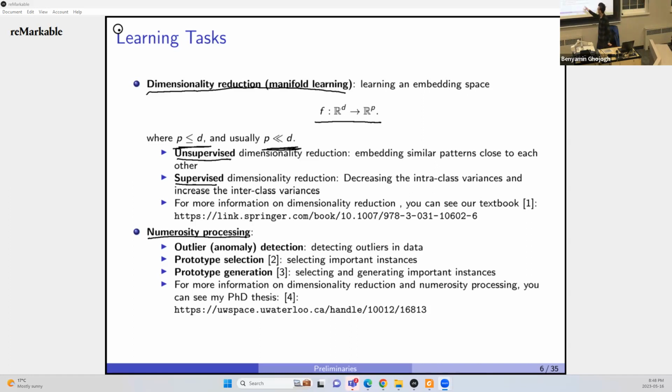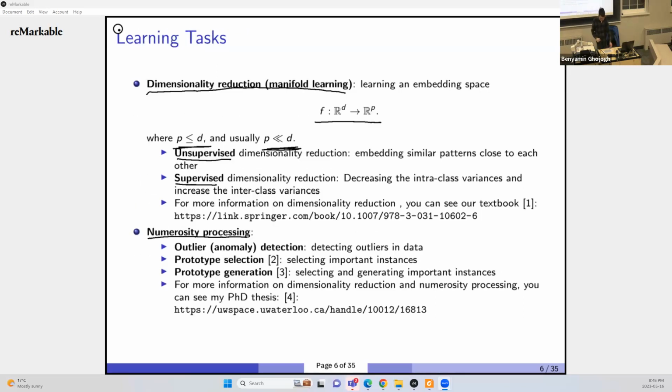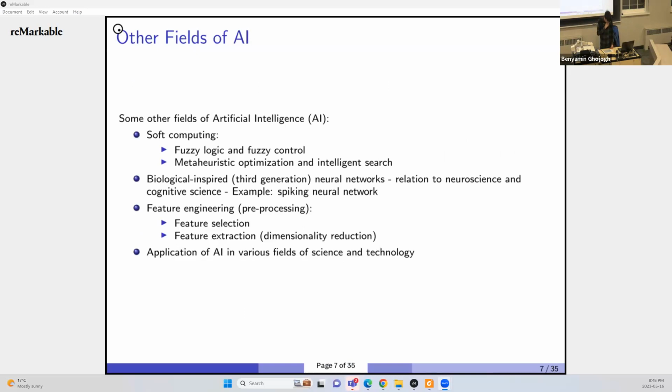Prototype selection is almost the opposite of anomaly detection. Let's find the best, most important points in the data. Prototype generation says that in addition to finding the most important points, let's generate some important points too. There are some surveys on them. You can take a look at them. Also, for more information, you can see my PhD thesis. I have talked about this.